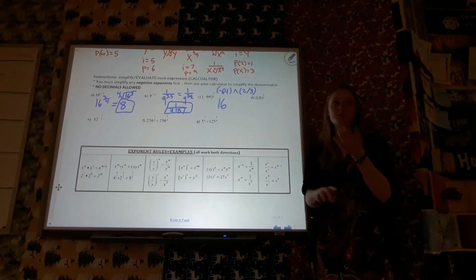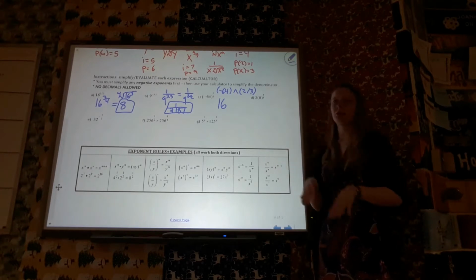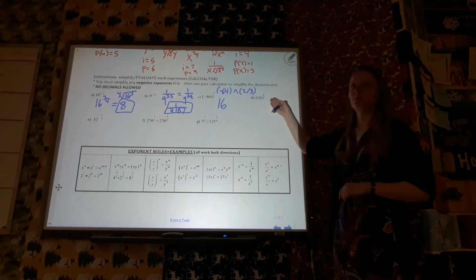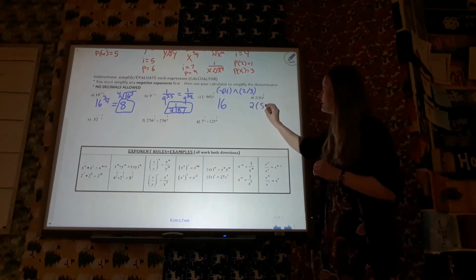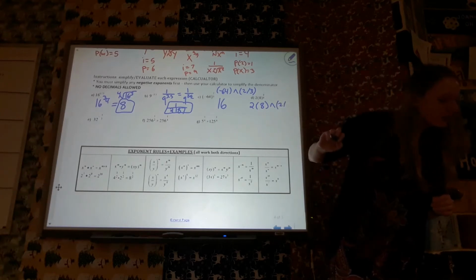So if there are no decimals or negatives or anything to work out, no conversions or anything, you can just type it straight in your calculator. Okay? Same thing with this one. Type into your calculator exactly as you see it. 2 parentheses 8 raised to the parentheses. Is that 2/3? Okay, 2/3.